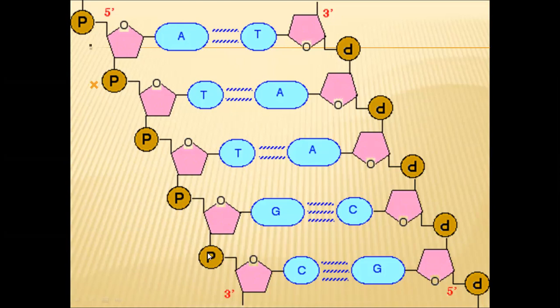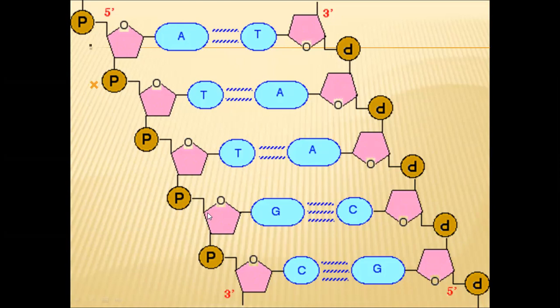This phosphate is attached to both nucleotides with ester bonds. So this is one ester bond, and this is another ester bond. Two ester bonds are there, so that's why it is called a diester bond. The phosphate group is attached to these two nucleotides with two ester bonds, so that's why it is called a phosphodiester bond. This phosphodiester bond is joining both these nucleotides.